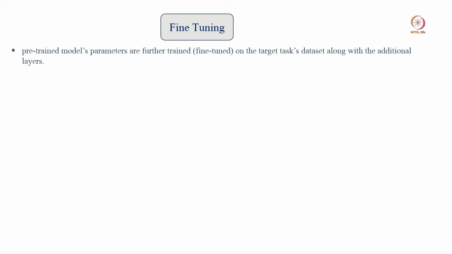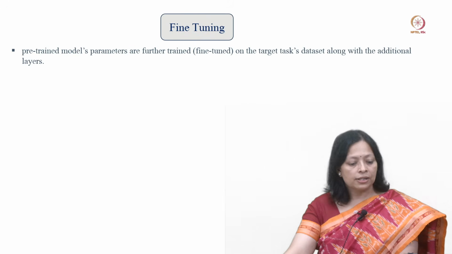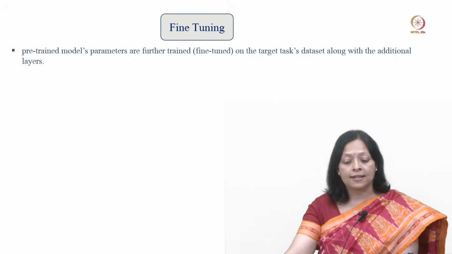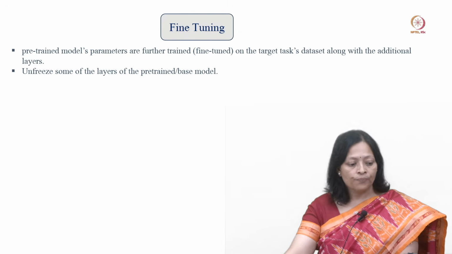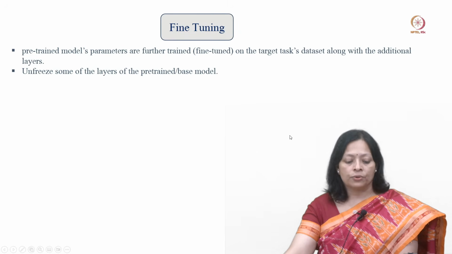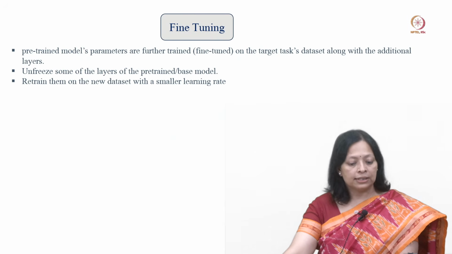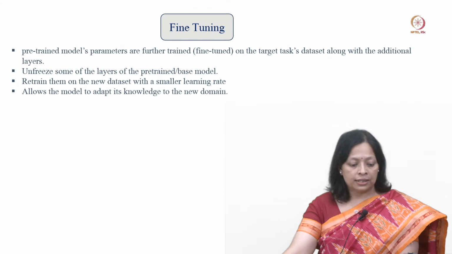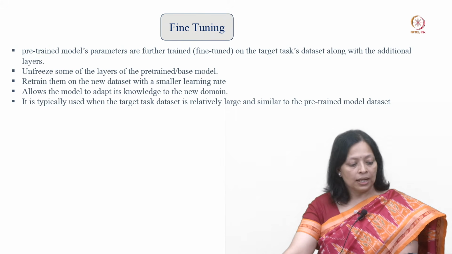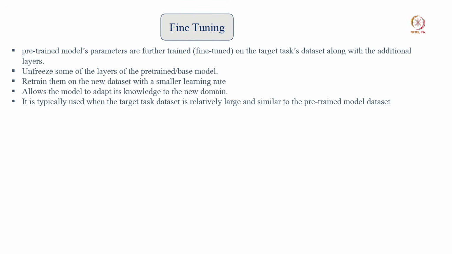Whereas, there is another approach which is called fine tuning. In fine tuning, a pre-trained model's parameters are further trained or fine tuned on the target task's dataset along with the additional layers. So, what exactly do we do here? We unfreeze some of the layers of the pre-trained or base model, retrain them on the new dataset with a smaller learning rate, and allow the model to adapt its knowledge to the new domain. It is typically used when the target task dataset is relatively large and similar to the pre-trained model's dataset.